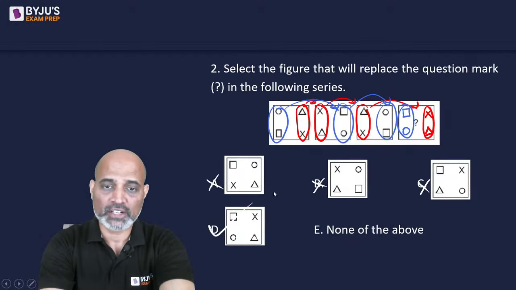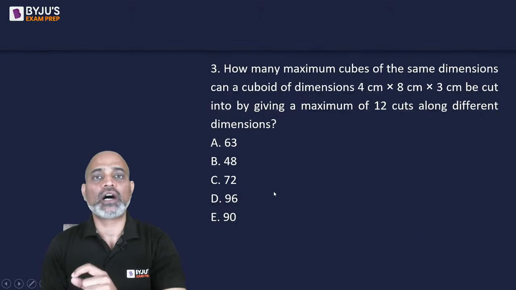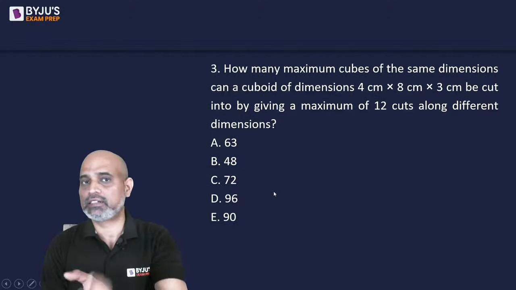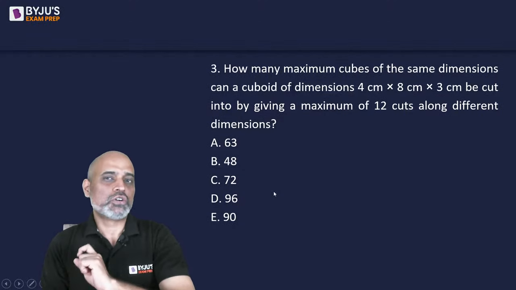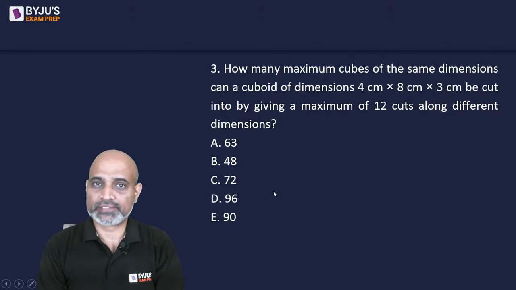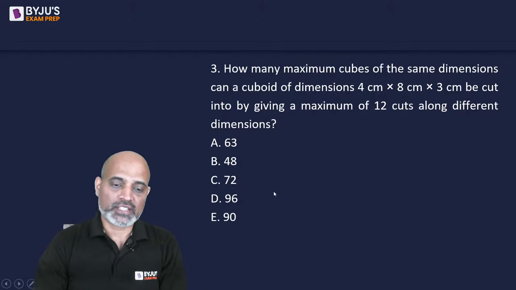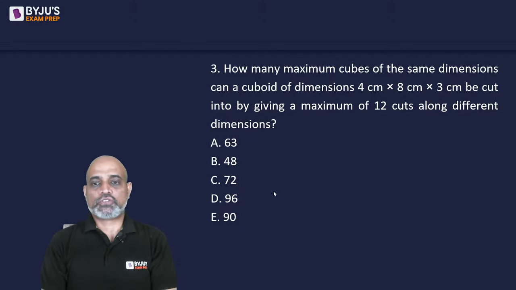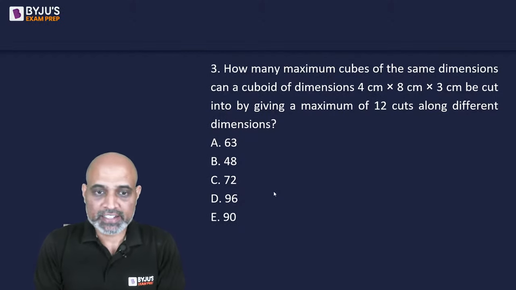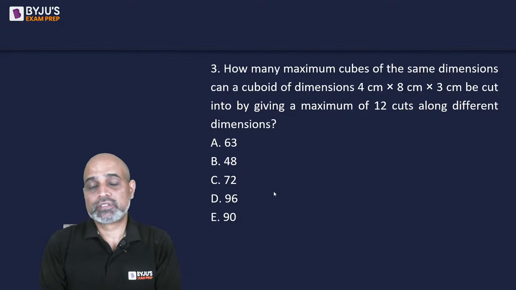Prathamesh, we can do that also, but the thing is, they never said that the first two are related in the same way as the third and fourth. So it's a little difficult to assume that they are related. So we need to make 12 cuts and we need to form cubes of the same dimensions.